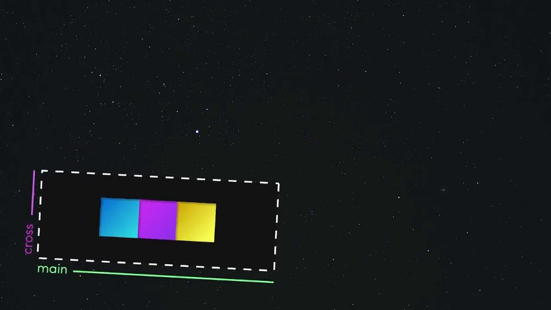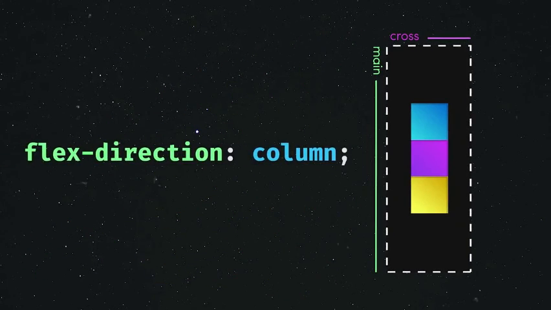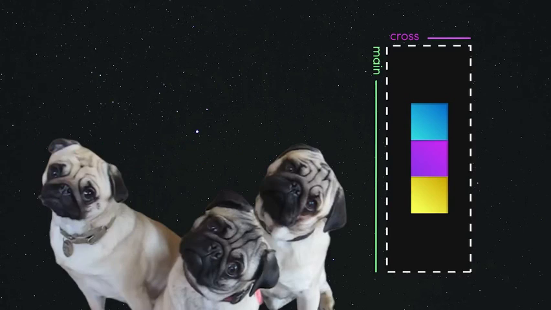We can easily convert our row into a column by setting the flex direction to column. The only thing that changed is that our main axis now runs vertically and the cross axis horizontally. Everything else works exactly the same way. All you have to do is tilt your head sideways.